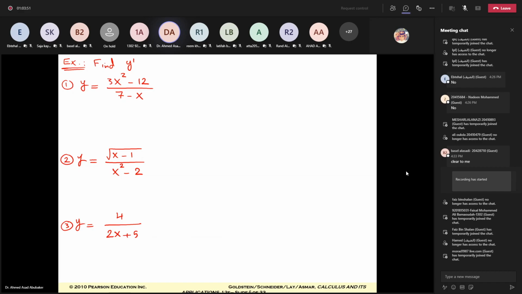To find y prime, we apply the quotient rule. The derivative of the numerator equals 6x multiplied by the denominator 7 minus x, minus the numerator multiplied by the derivative of the denominator, minus 1, over 7 minus x all squared. So this is the first derivative of y.